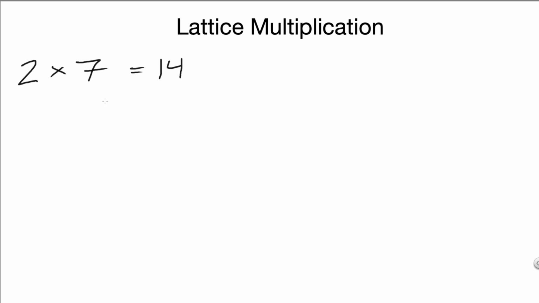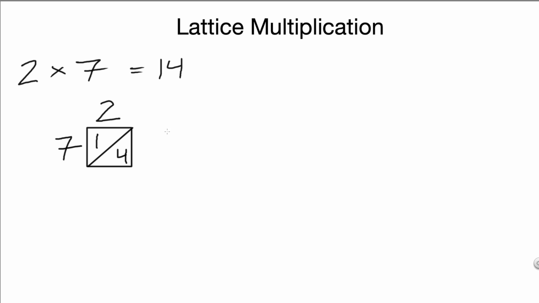So in order to do that, you would write the first number you're multiplying on the top, and the second number you're multiplying on the side. And then between them, you want to draw a box. And then in the box, you want a diagonal, going from bottom left to upper right. So when you multiply these two numbers together, you want to put the tens digit up here and the ones digit down here. So it would look like this.